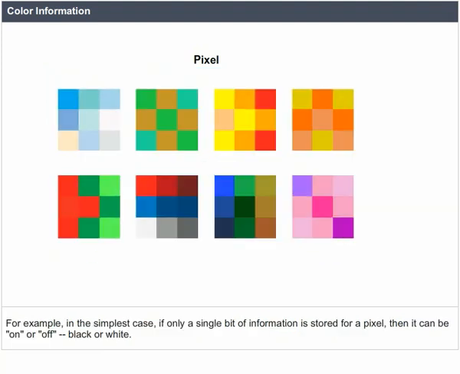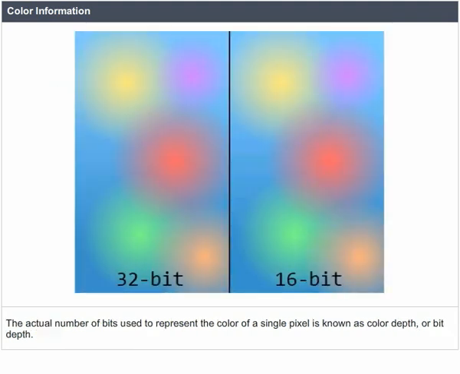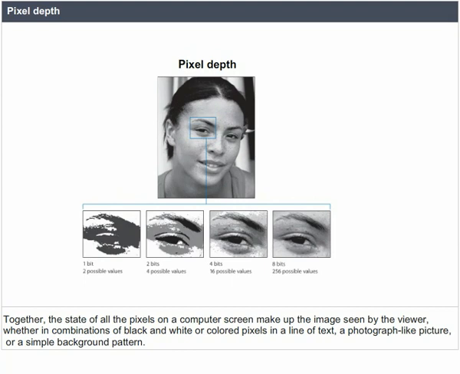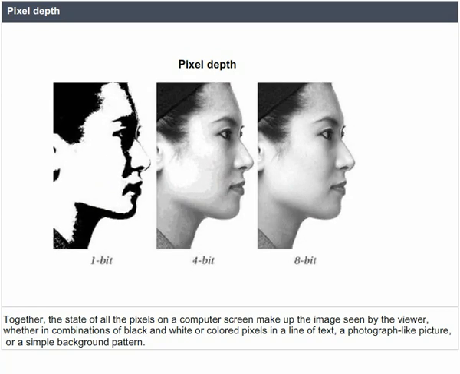For example, in the simplest case, if only a single bit of information is stored for a pixel, then it can be on or off, black or white. The actual number of bits used to represent the color of a single pixel is known as color depth or bit depth. Pixel depth. Together, the state of all the pixels on a computer screen make up the image seen by the viewer, whether in combinations of black and white or colored pixels in a line of text, a photograph-like picture, or a simple background pattern.